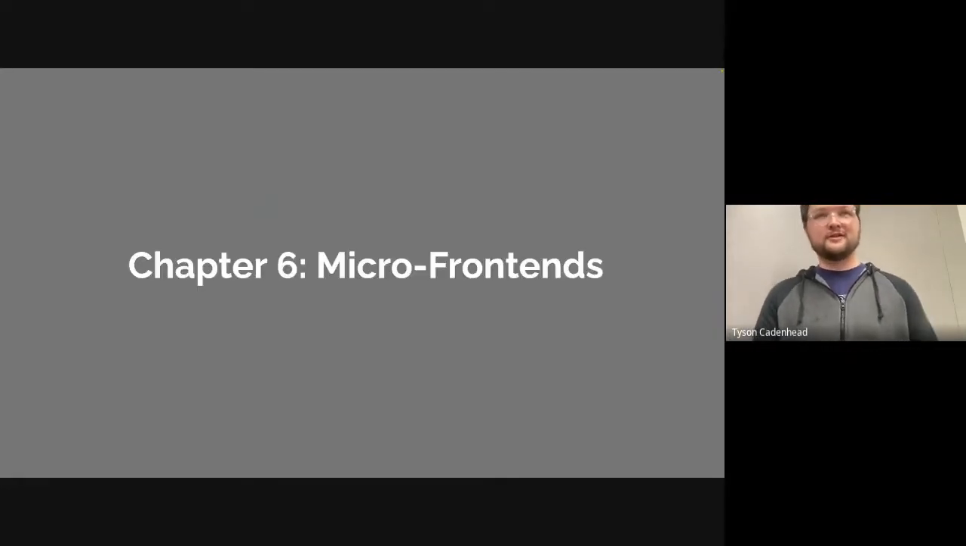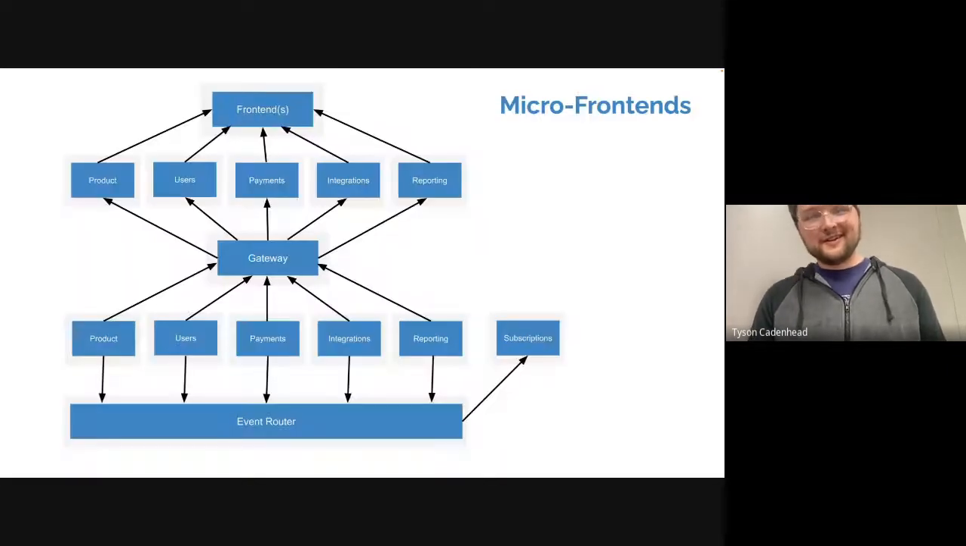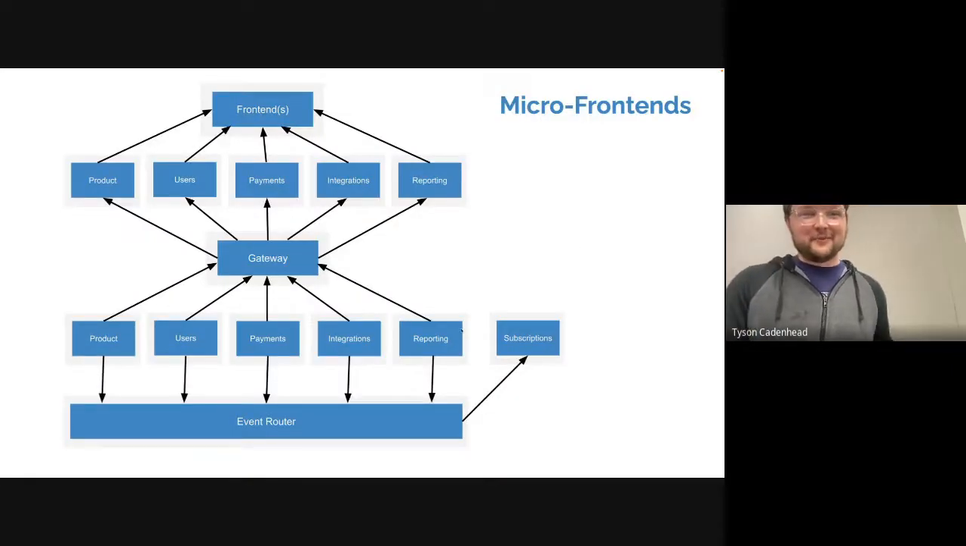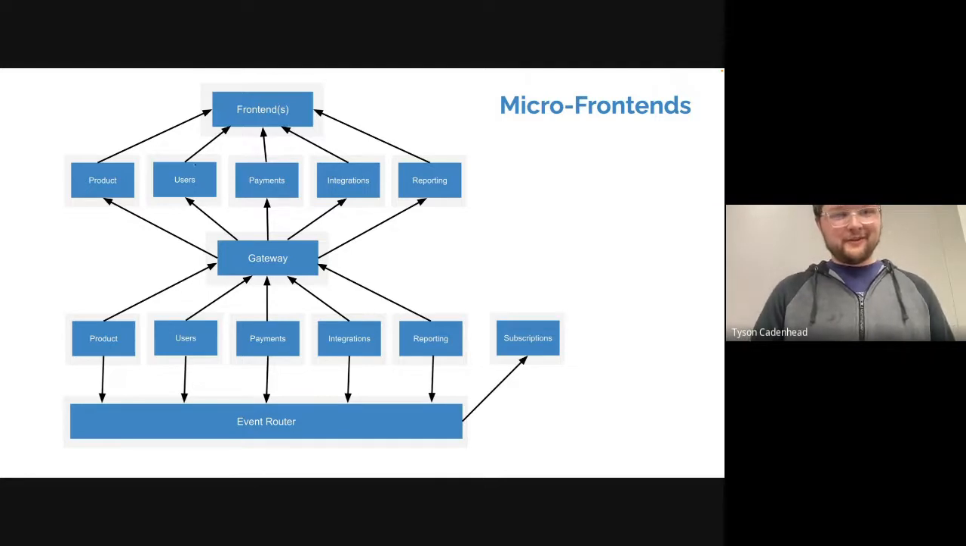Okay, now moving on. Chapter 6, micro front ends. So we've applied all these concepts to the back end, but what if we could split up the front end in the same way? We can. So here we had all these services, but what if we wanted our teams to go full stack, and we wanted the users team to be able to control the users stuff on the front end as well as the back end?